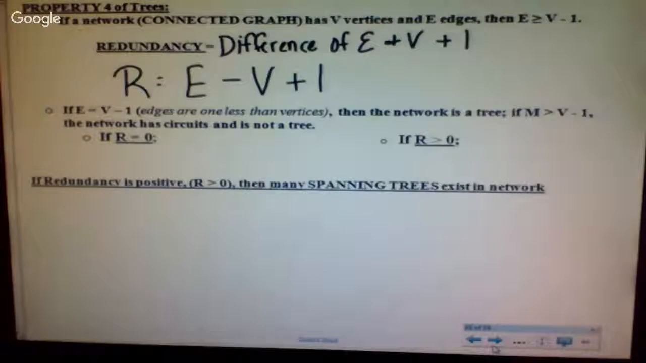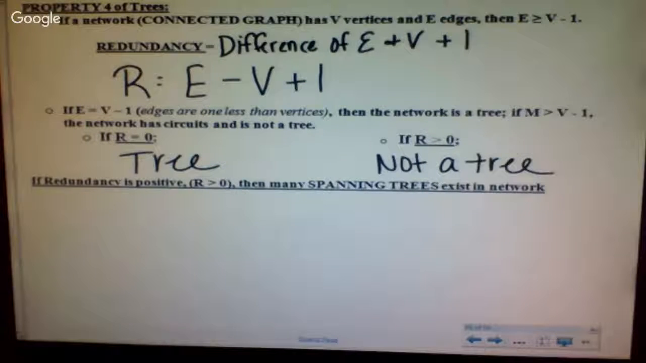If you plug this in and you get R equals 0, that means you have a tree. If your redundancy is greater than 0, that means you have not a tree. You will never ever have less than 0 if you plug in your numbers.